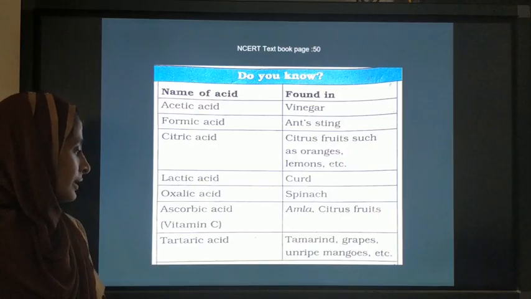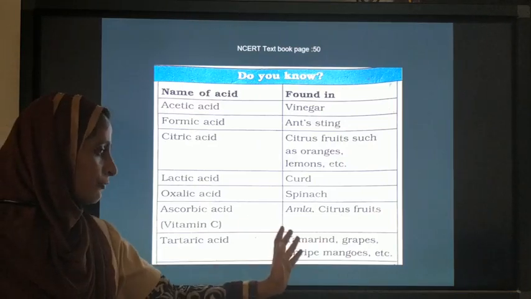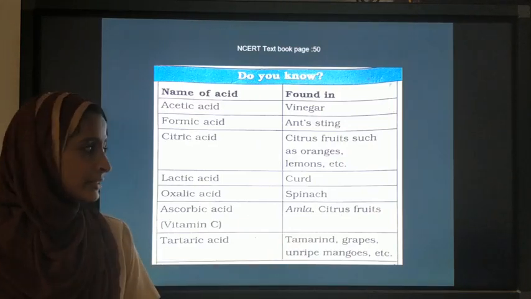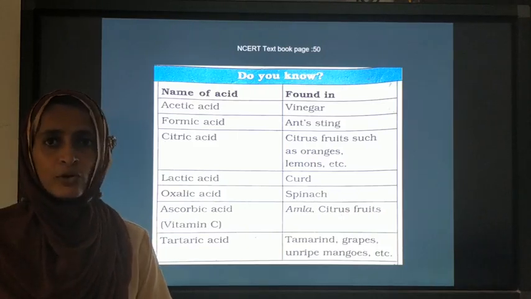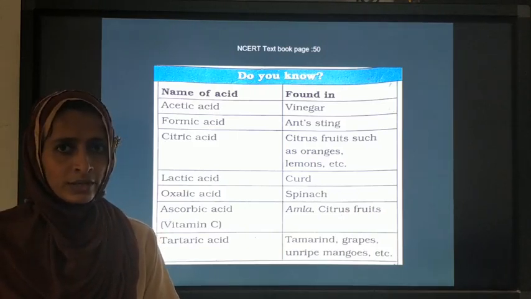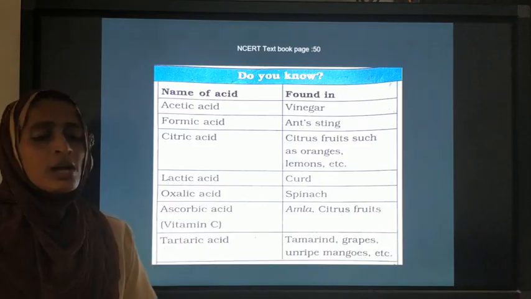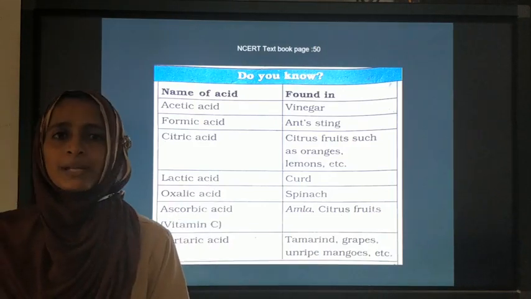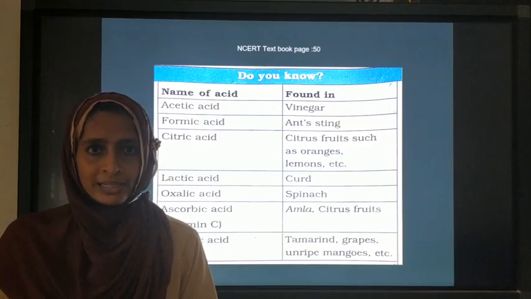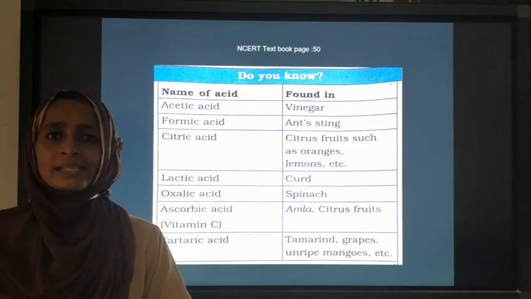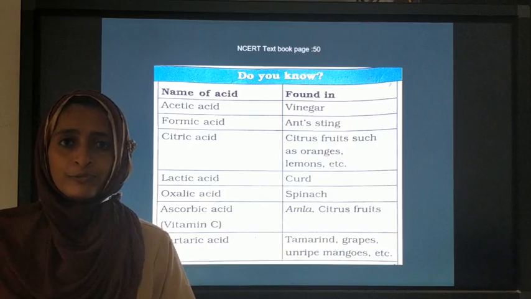Coming to tartaric acid, which is present in tamarind, grapes, unripe mango, etc. Okay, I think it's clear to you. So, we have identified the names of certain acids which are present in nature. Clear? Now, the acids are also of different types.